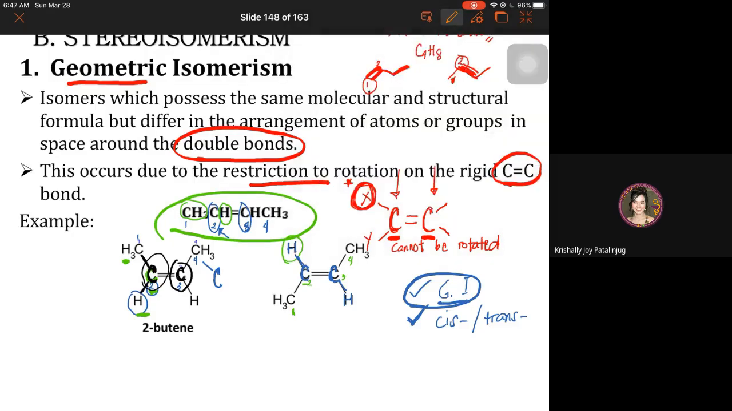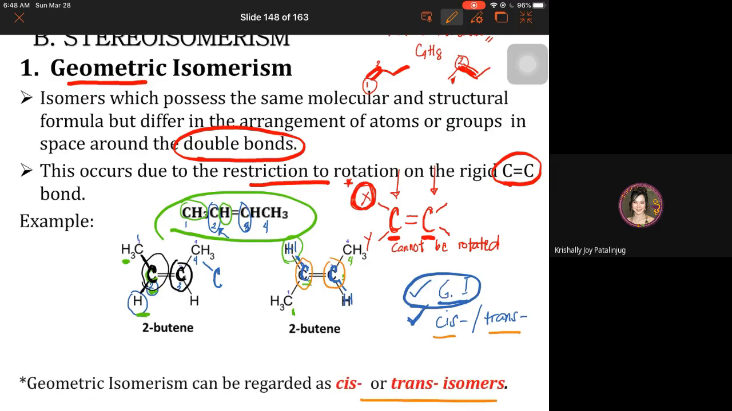Now, kapag each, I'm talking about each double bond carbon, has at least one, no? Have only one hydrogen bonded to each double bond carbon, then that shows a cis or trans geometric isomerism. So in this example, because each double bond carbon has directly attached one hydrogen atom, then it shows a cis trans isomerism. Okay?